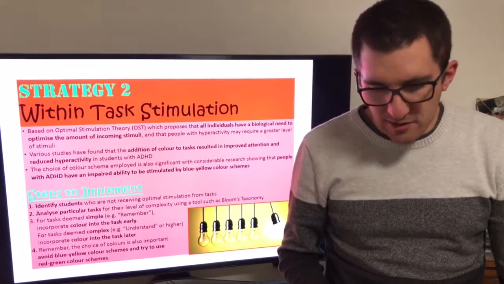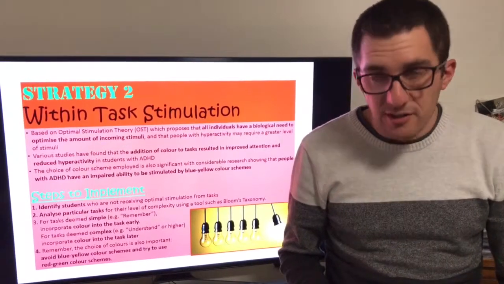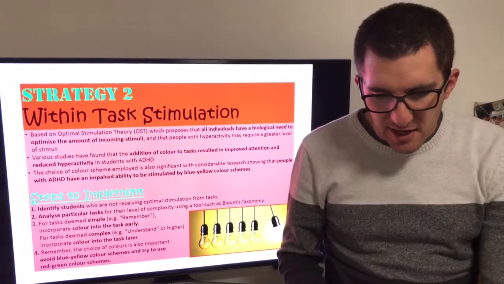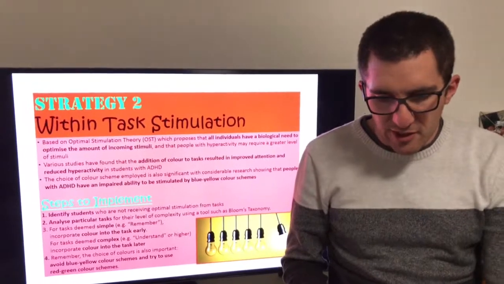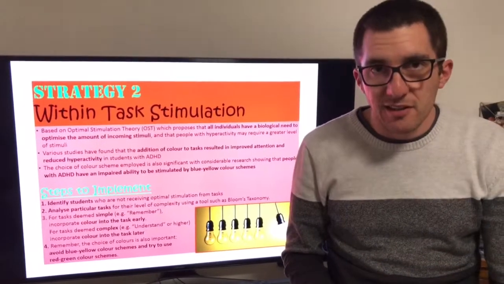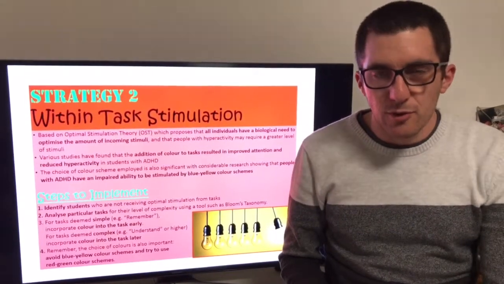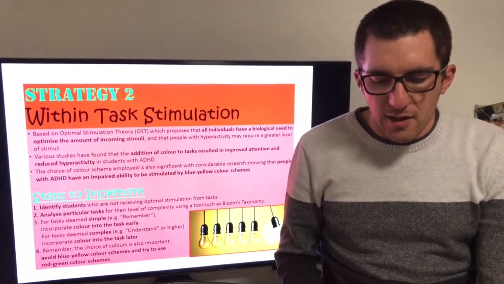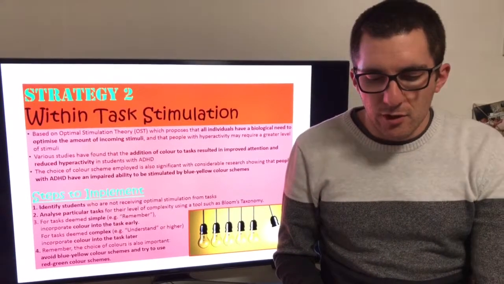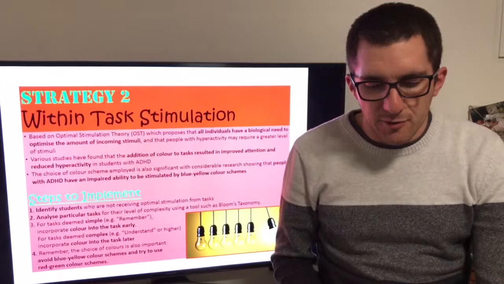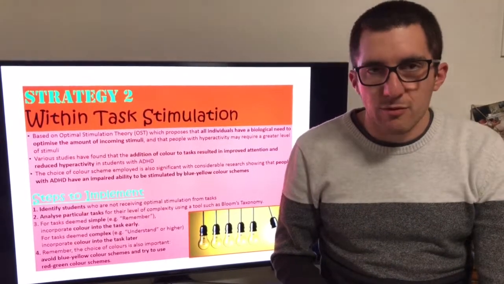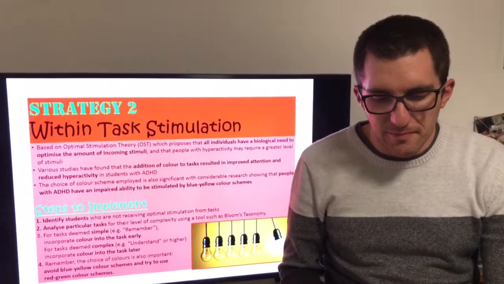Now the choice of colours is also a significant factor to consider, and there's considerable research showing that people with ADHD have an impaired ability to be stimulated by blue-yellow colour schemes. And this was demonstrated by a video game trial where people with ADHD performed worse in a version of the game with a predominantly blue-yellow colour scheme.